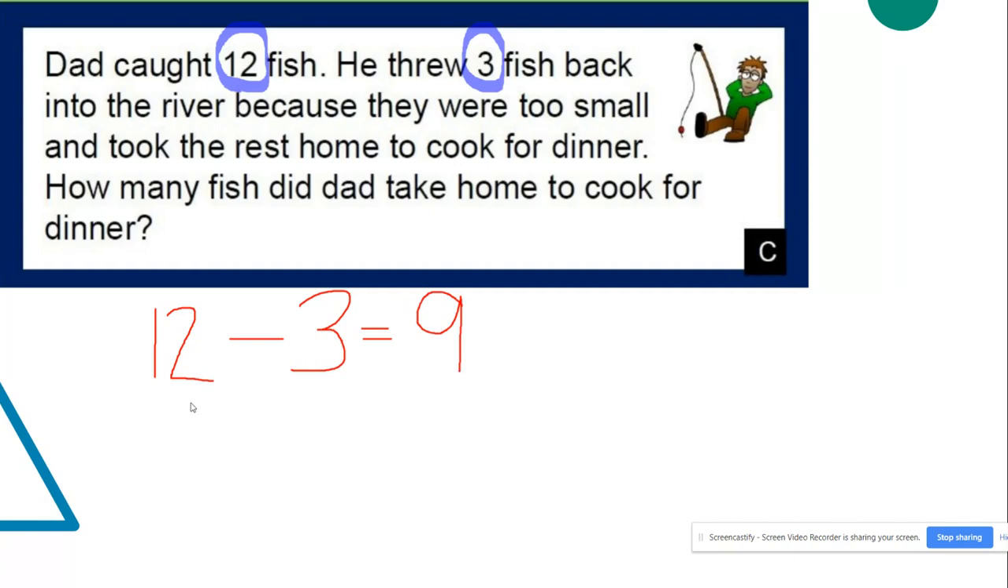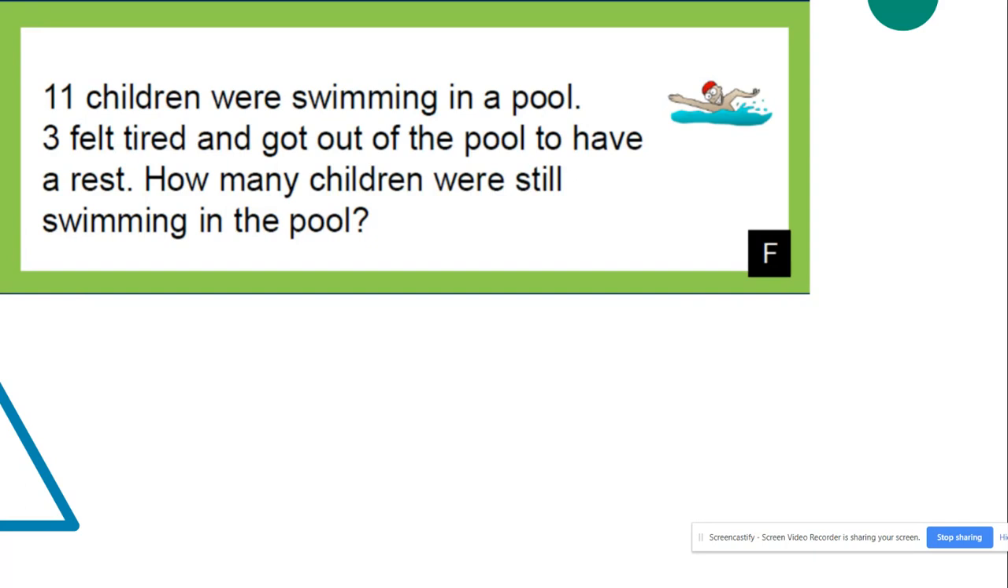You can represent it with a picture if you need. Just represent the fish. 1, 2, 3, 4, 5, 6, 7, 8, 9, 10, 11, 12. There's the 12 fish he caught. But he threw 3 back because they were too small. So take these 3 away. And then you should have your answer. 1, 2, 3, 4, 5, 6, 7, 8, 9. Okay? So we're going to do another one of those. This time I'm going to have you solve it.